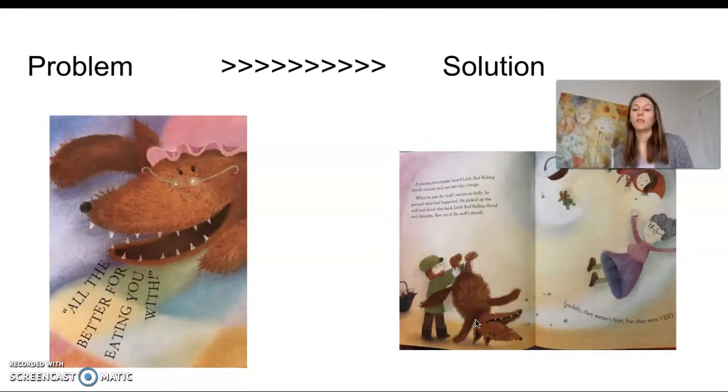Now, books can have more than one problem and solution. So another problem in Little Red Riding Hood would be that Grandma was feeling sick. So a solution was that Little Red came and brought her food to make her feel better.